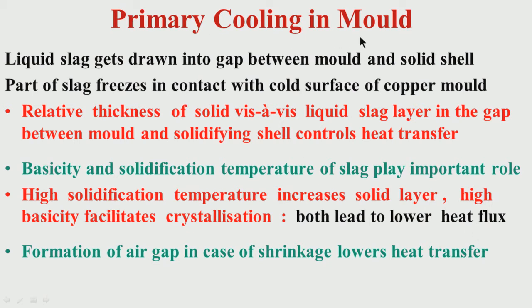So, during primary cooling, how the heat flux in the gap between the shell and the mold is dictated by two factors of mold slag. One is the basicity and the other is the solidification temperature. So, these two factors will determine what are the relative thicknesses of solid slag layer and liquid slag layer.